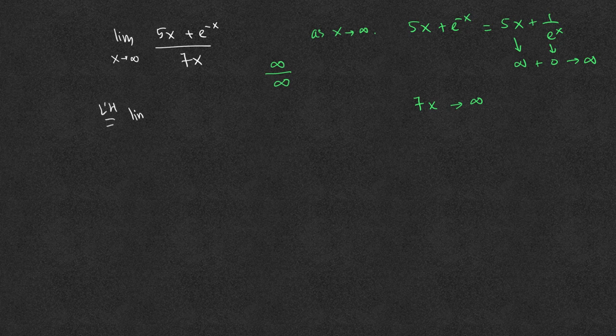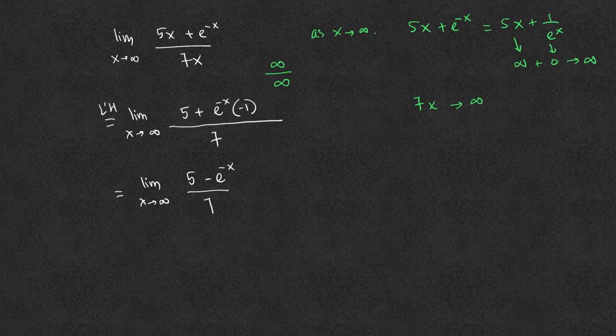Using L'Hopital's rule, we differentiate the numerator and the denominator separately. The derivative of 5x is 5. The derivative of e^(-x) is e^(-x) times negative 1. In the denominator, the derivative of 7x is 7. And we obtain a new limit problem. This is the limit as x goes to infinity of (5 - e^(-x)) over 7.